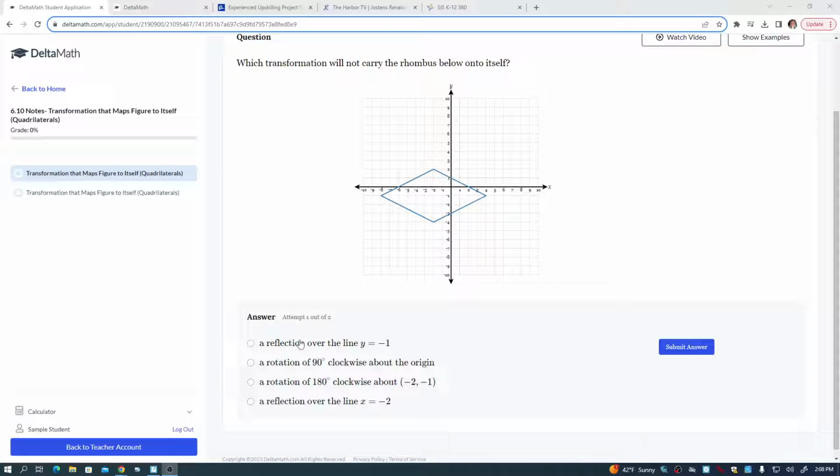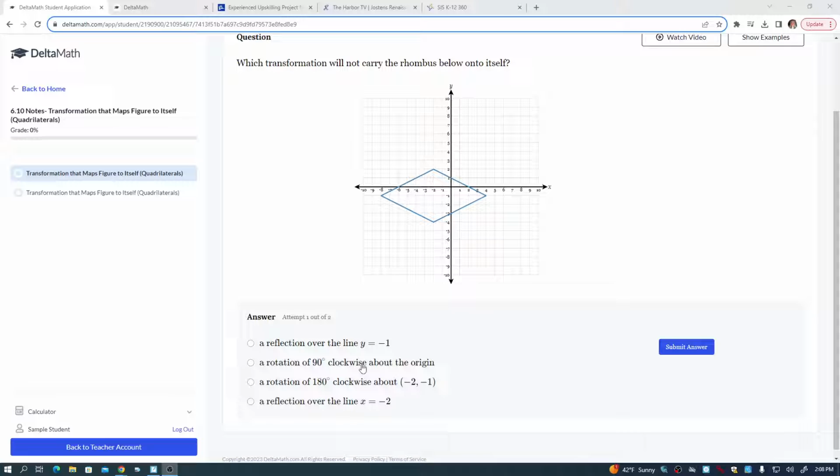I kind of want to go through the ones that are easier to me. Like this last one says a reflection over the line x equals -2. So x equals -2 would be the vertical line here going through the x-axis. So this would have symmetry over that line. So that one does work. So that's not the one we want.